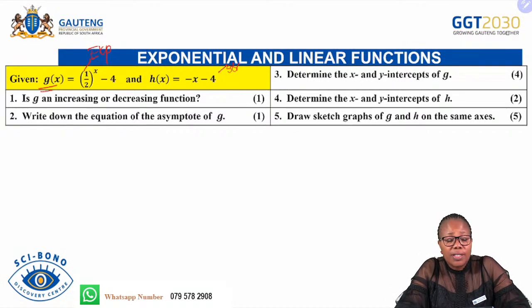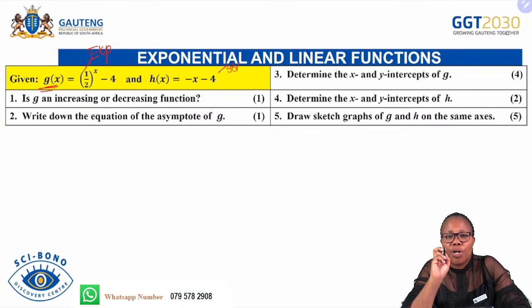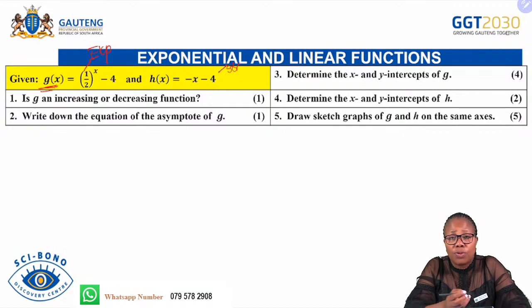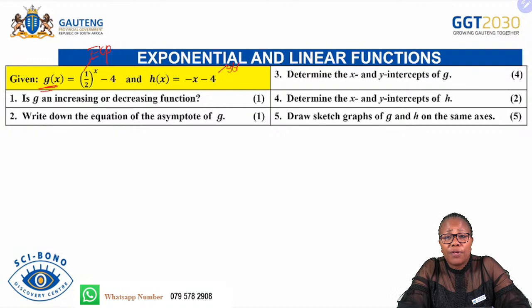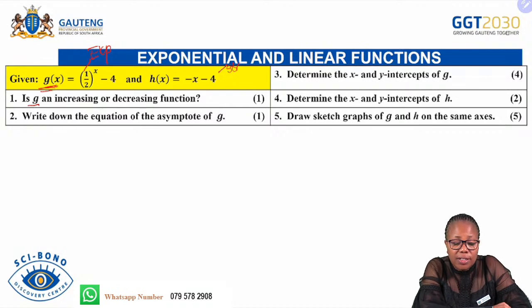The first question says: is g an increasing or a decreasing function, grade 12? If we refer to g, we refer to the exponential function. If we are given two graphs, grade 12, be careful when you read your question. Is the question referring to the g or the h graph? Be careful, because you can end up answering in terms of h wherever you are given g. Okay, is g an increasing or a decreasing function?